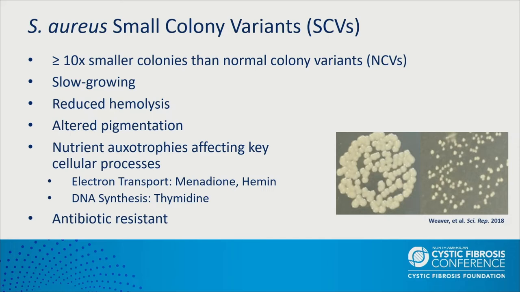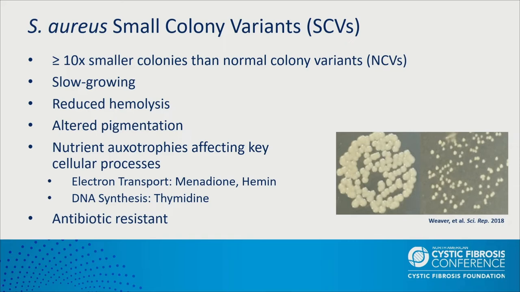One of the things that we see in the clinic that is arising more in people with CF is a subtype of staph called small colony variants, or SCVs. SCVs derive their name because they typically present with about 10 times smaller colony size than normal colony variants, or NCVs, on a plate. However, SCVs are also phenotypically different from NCVs in a number of other ways, including reduced hemolysis on blood agar, typically an altered pigmentation, and nutrient auxotrophies, or the reliance on exogenous sources for key metabolites, including typically menadione, hemin, or thymidine.